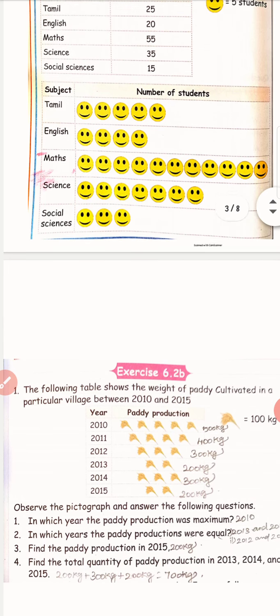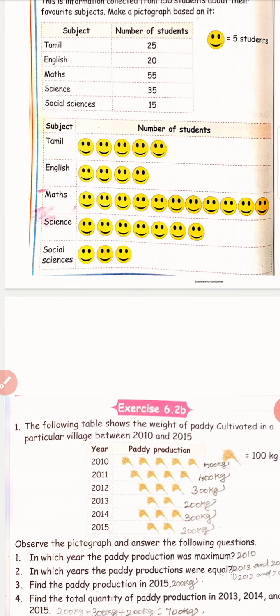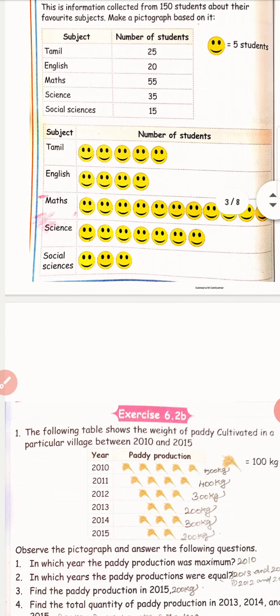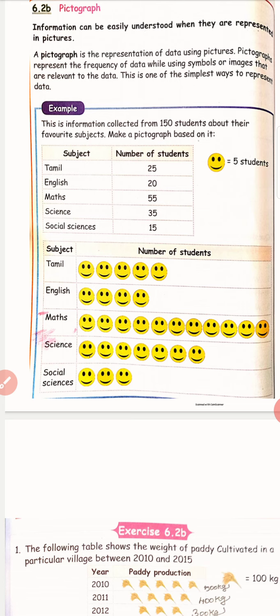The next one, Science. How many students like Science? 35. So how many smiley pictures do we draw? 7. Okay, 7 fives are 35, so you draw 7 smiley pictures. Next one, Social Science. 15 students like it. One represents 5, 2 means 10, 3 means 15. So we draw 3 smiley pictures. Do you understand this sum? So pictograph means for the given data we have to draw pictures.